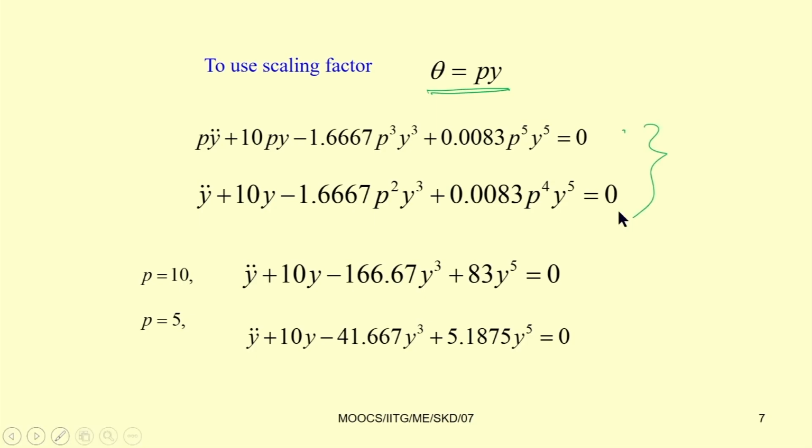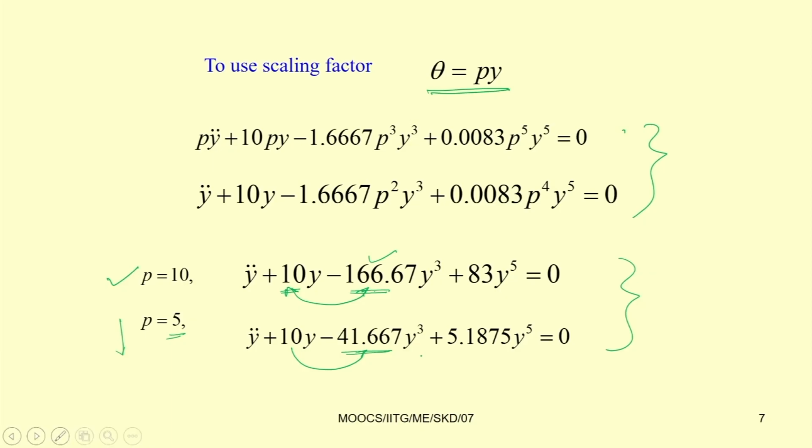By putting different values of p, for example, p equal to 10, you can check the coefficient, and by putting p equal to 5 you can check the coefficient. In this way we can order. You can see this coefficient is 166 in comparison to 10, which is very large. We have to take a parameter p in such a way that these parameters are comparable. Now it is very high, but if you put p equal to 5, you can check this is coming closer to 10. We can do some more iterations to find what the scaling parameter should be.